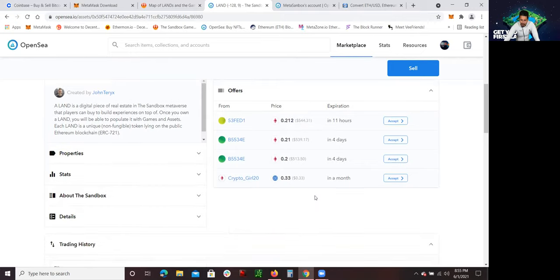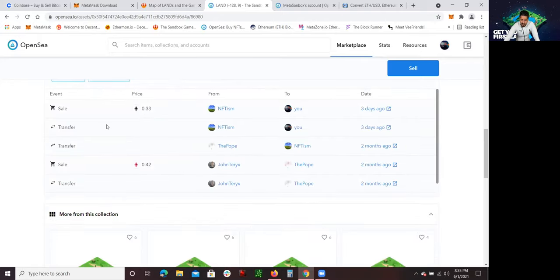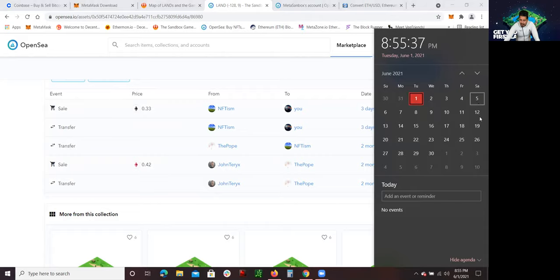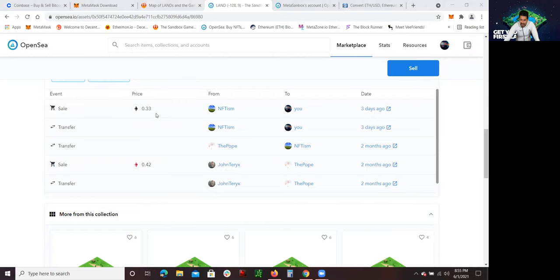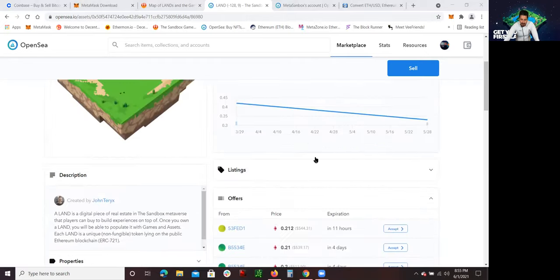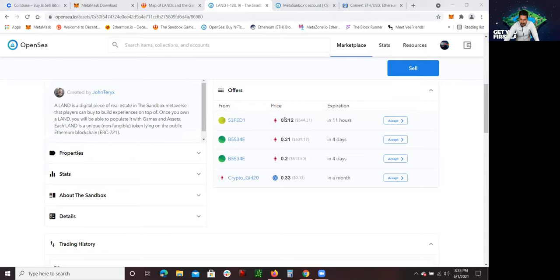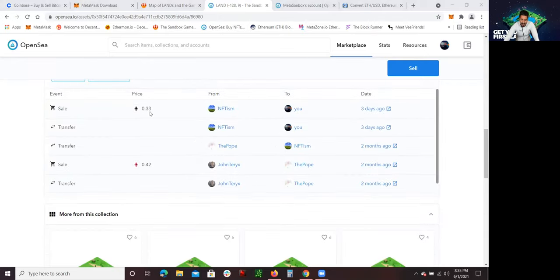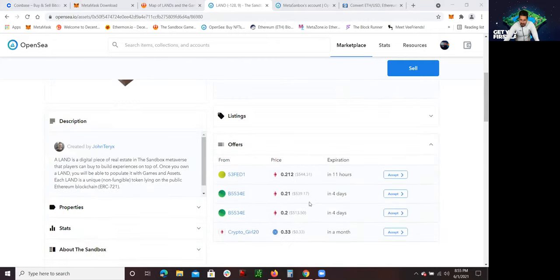I bought it for 0.33. If you guys could see here, I bought it, was it Sunday? Three days ago. Actually, that was Saturday. So I bought this on Saturday for 0.33. This guy actually bought it from this guy. He was selling it for 0.33. There was someone who had a pretty nice bid on it, but took it away, and I ended up buying it for 0.33.